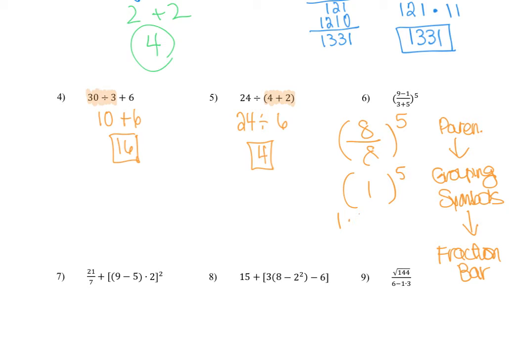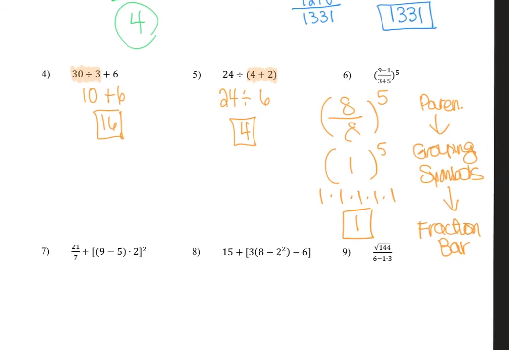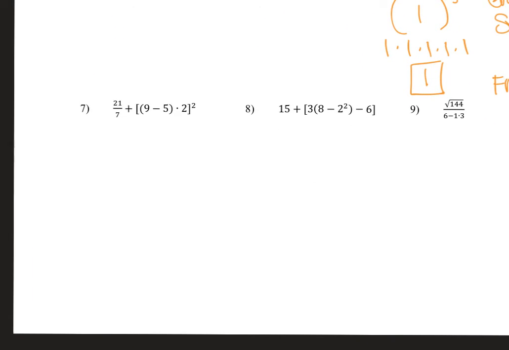Okay, that exponent, how can I rewrite it? Well, that's really 1 times 1 times 1 times 1 times 1 from my exponent section last week. 1 raised to any power is simply 1, and I'm all done. Okay, so fraction bars are grouping symbols. They do separate, and you can work on the top and the bottom at the same time, but separately.